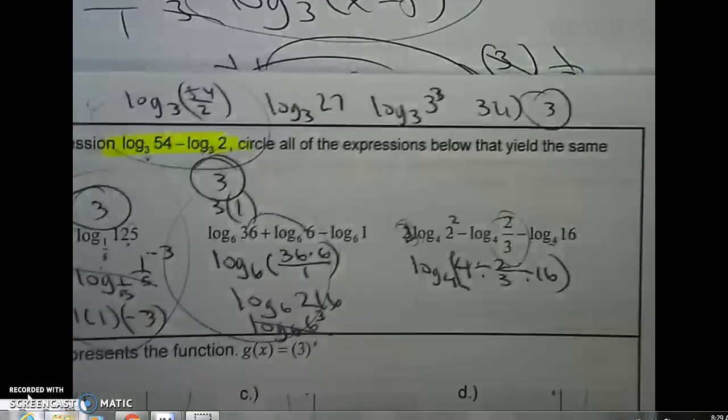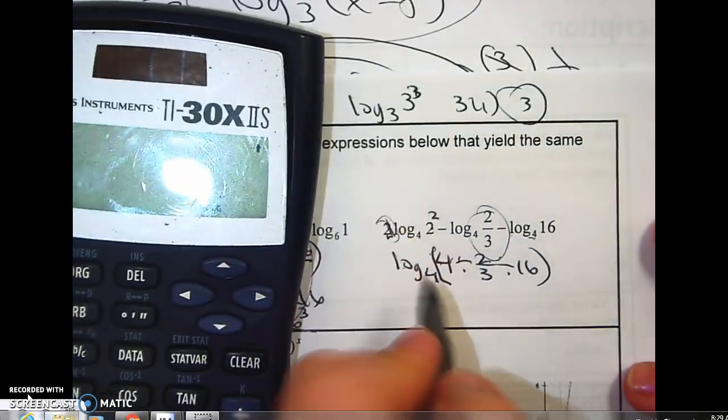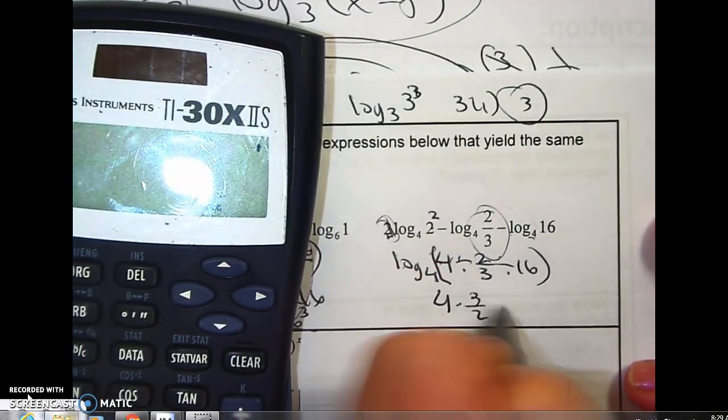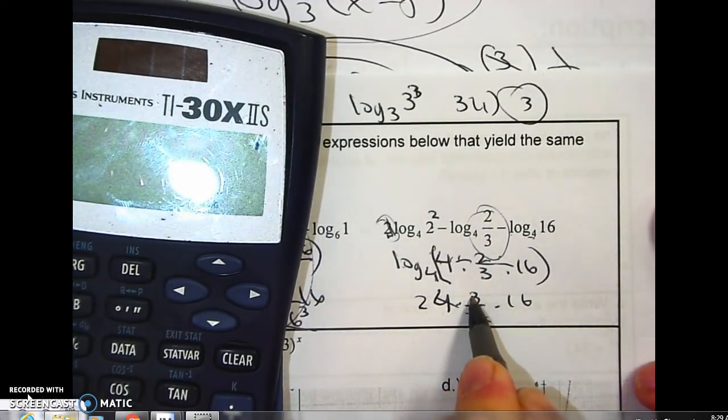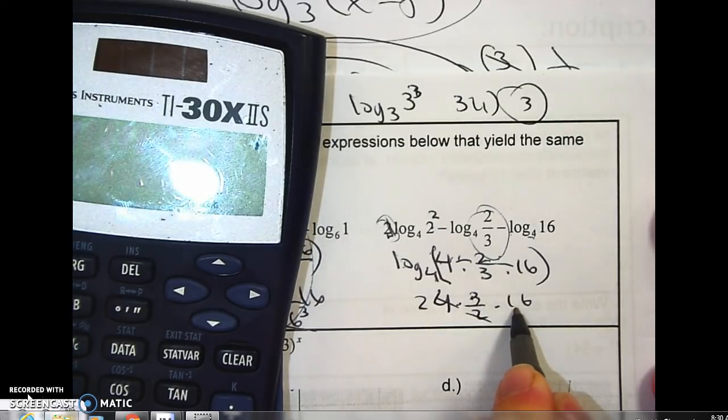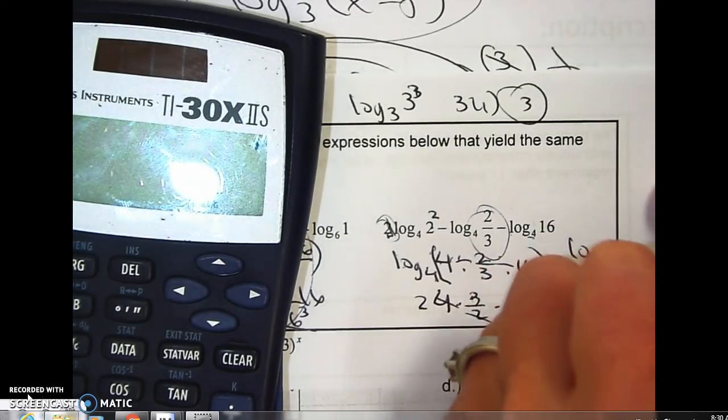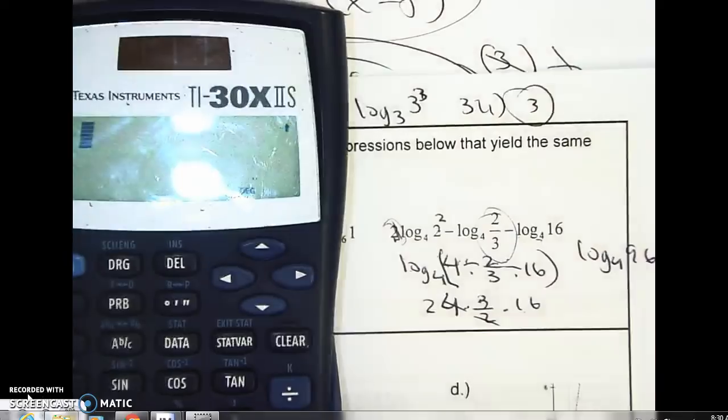And now I'm going to go in my calculator, which is fine if you don't use your calculator, by the way. If you want to go without a calculator, which of course I encourage. 4 goes into 2 2 times. 2 times 3 is 6 times 16 is 96. So I get log base 4 of 96, and just making sure.